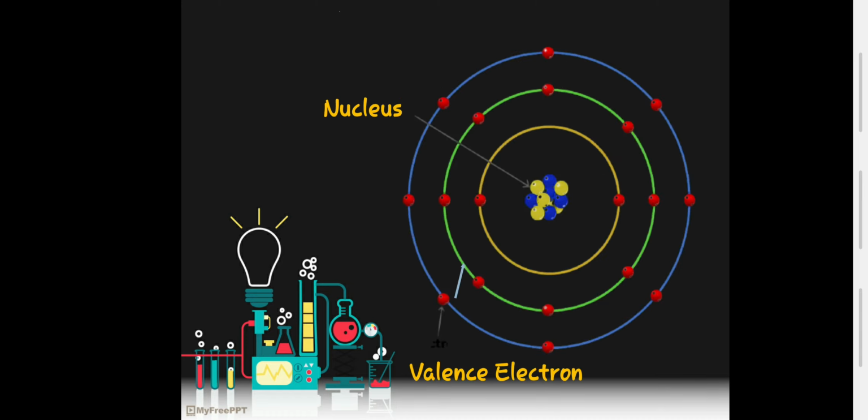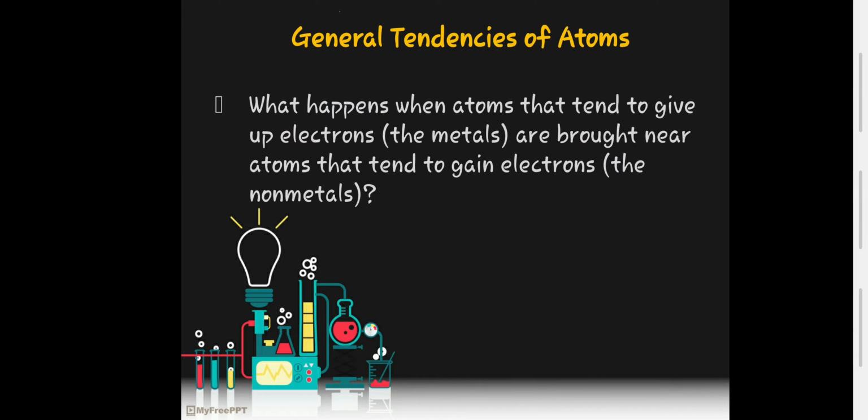Continuing, this is the representation or illustration of valence electrons. As I've said, valence electrons are in the outer shell. So this is the valence electron of a certain element. And this center is, of course, the nucleus. The nucleus is the center of an element, containing both the negative and positive charges of a certain element. So always remember that one.